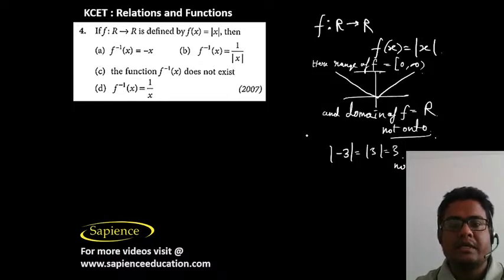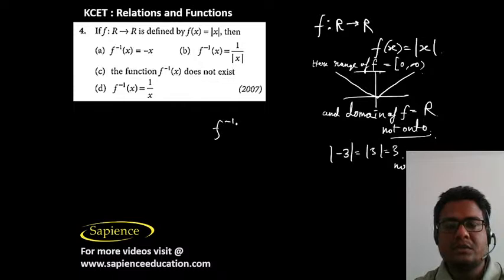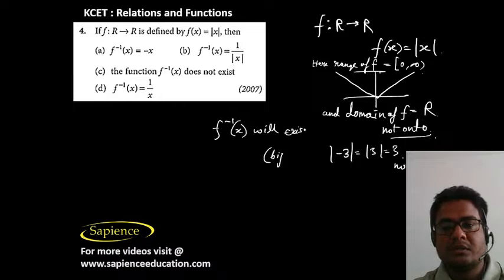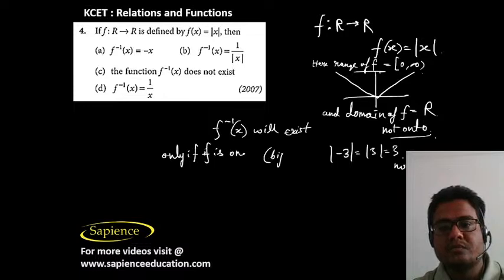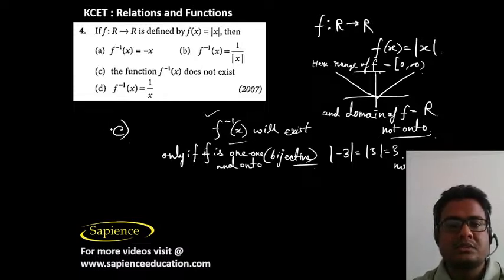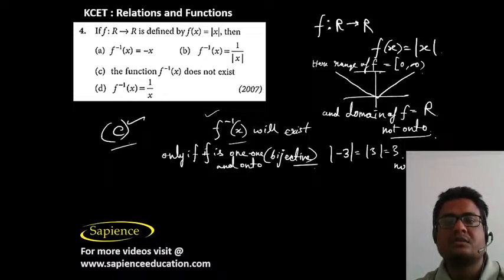So we know that f inverse, the inverse of a function, will exist only if it is 1-1 and onto. It should be a bijective function. F inverse x will exist only if f is 1-1 and onto. Means that if the function f is a bijective function, then the inverse of the function f will exist. So hence option C is the correct answer, that the function f inverse does not exist since it is neither 1-1 nor onto.